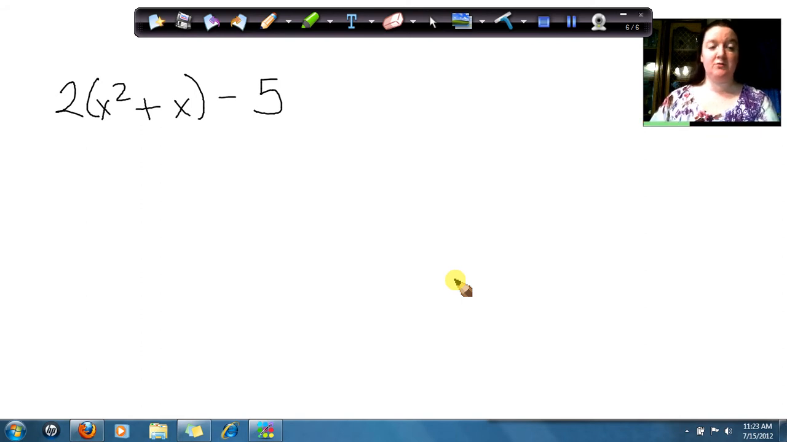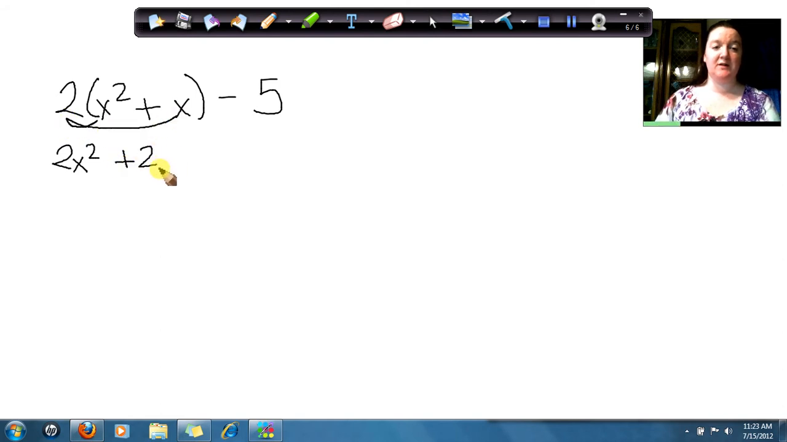We have 2 times the quantity x squared plus x, in quantity, minus 5. So the first thing we have to do is multiply these parts together. So that's going to give us 2x squared. The next thing we're going to do is multiply these parts together, which is going to give us plus 2x.